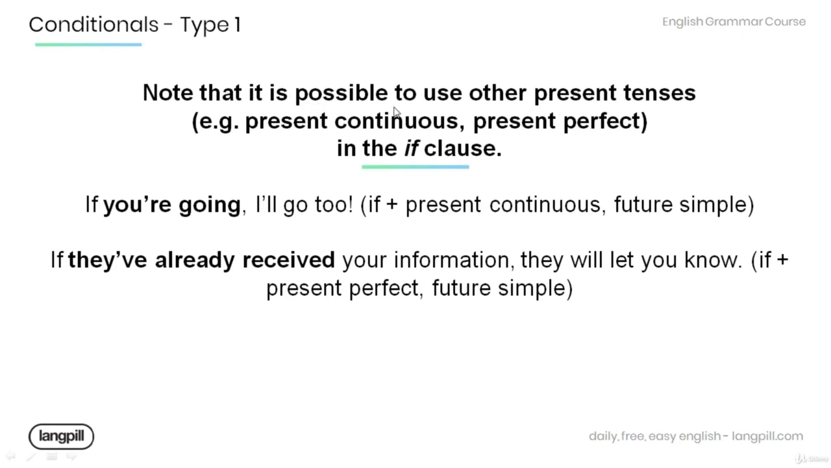Note that it is possible to use other present tenses. For example, present continuous, present perfect in the if clause. Have a look at the example below. If you're going, I'll go too. Now this is if plus present continuous, future simple. And in this sentence, if they've already received your information, they will let you know. If plus present perfect, future simple.